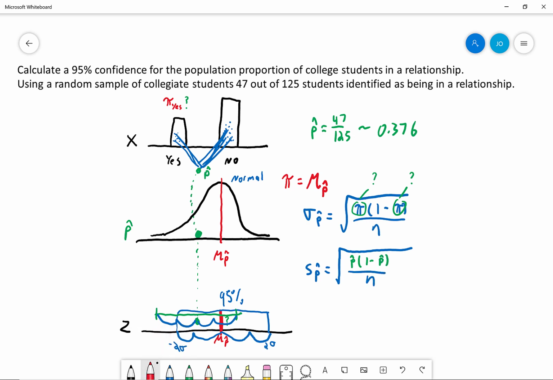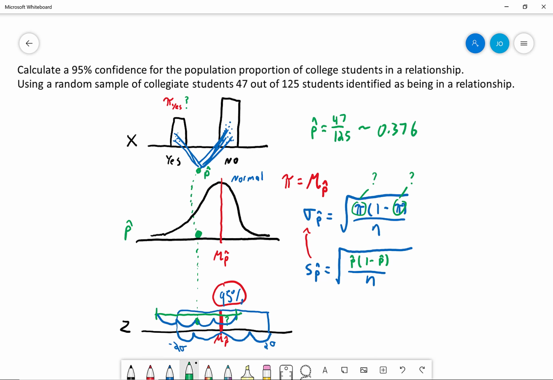So we're using a sample and a sample statistic to estimate a population parameter. So what we'll do is, if we wanted to create a 95% confidence interval, we would go 2 standard deviations in each direction. So what that would look like is this.